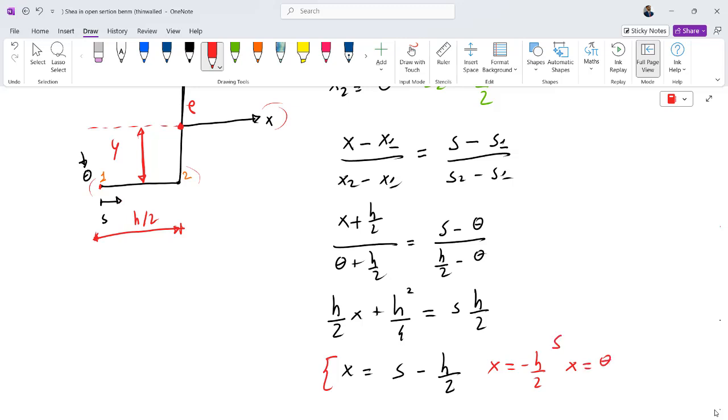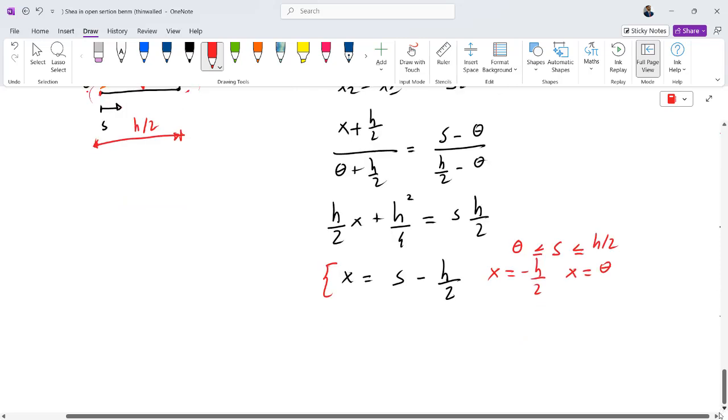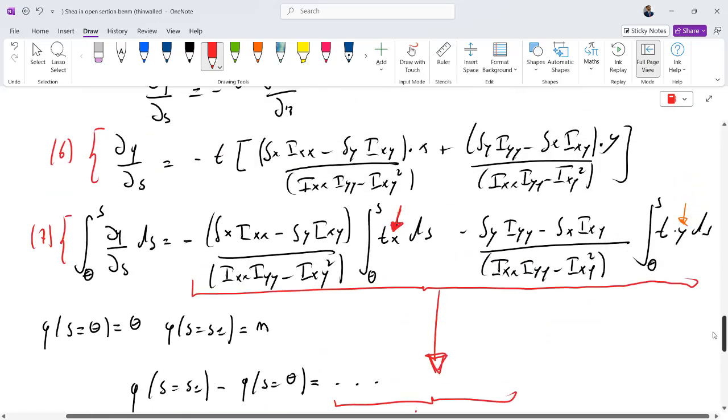So this abscissa s varies from 0 to h divided by 2. So we obtain an equation along the x-axis. We can say it is the equation of x as a function of s, along the path in this integral.